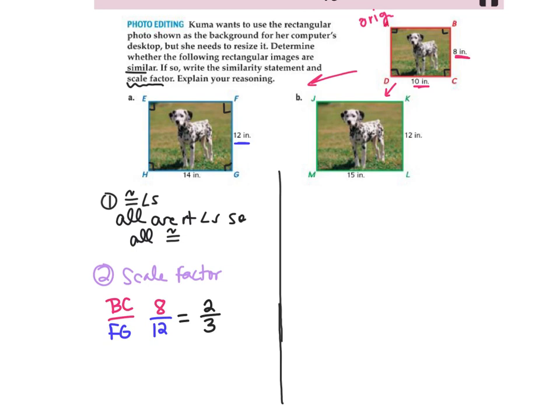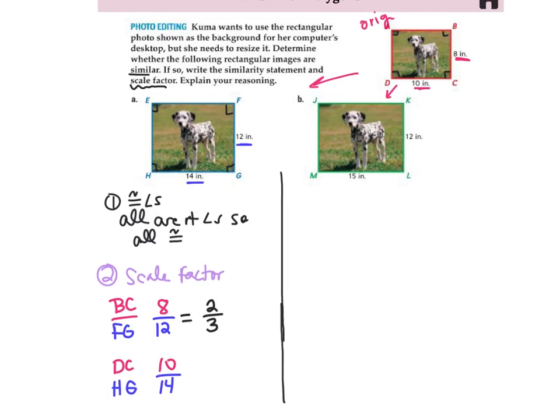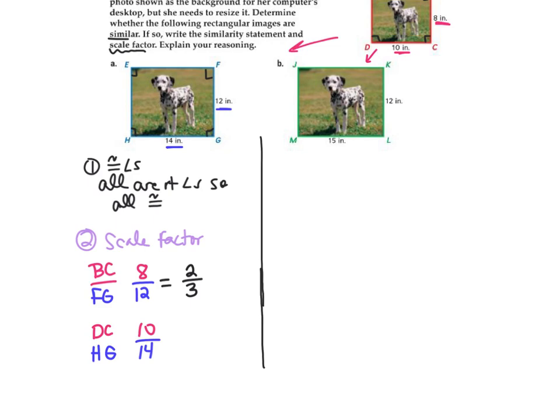So we have DC here, which is 10. And then for GH, or HG, we have a length of 14. Okay? When we go to reduce this, we can factor out a 2. So divide both by 2. And that gives us a scale factor, or a ratio, of 5/7.